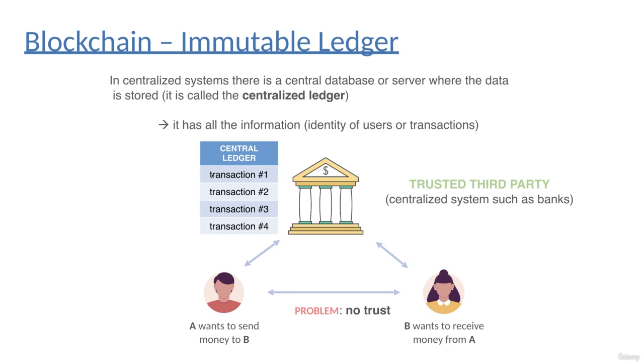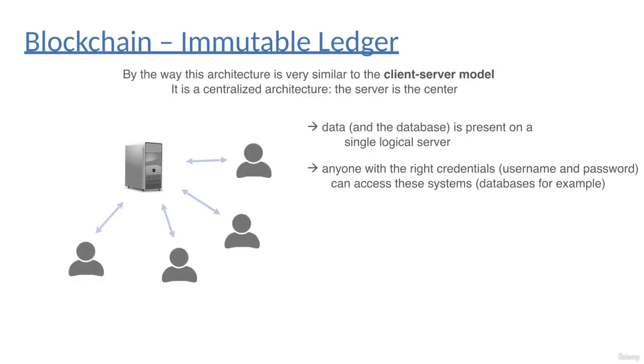So there's going to be a transaction in the database table that person A sends X dollars to person B. So this is how the trusted third parties and centralized systems track the money and the actual balance of the clients. So this is a centralized database, a centralized ledger. And of course, the centralized ledger is going to contain all the information about the clients, about the transactions, and so on. By the way, it is very similar to the client-server architecture. It is a centralized architecture.